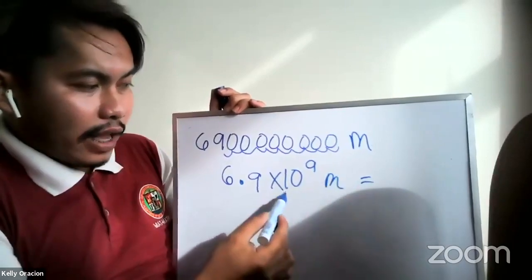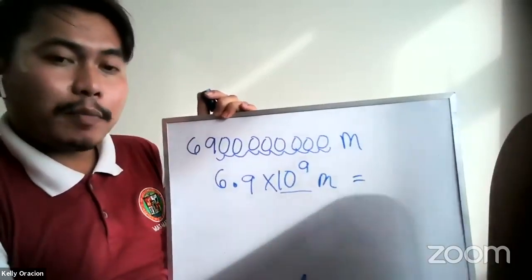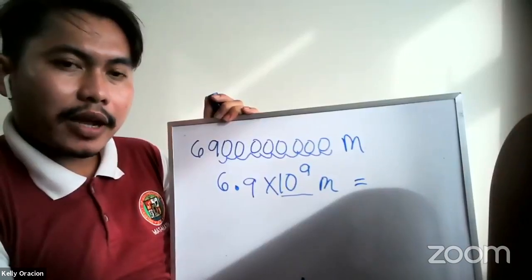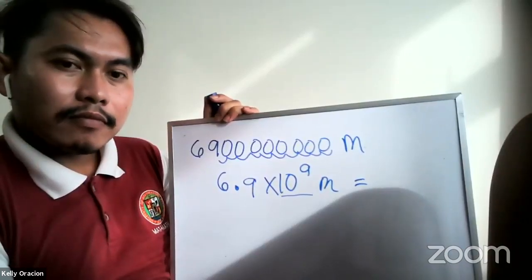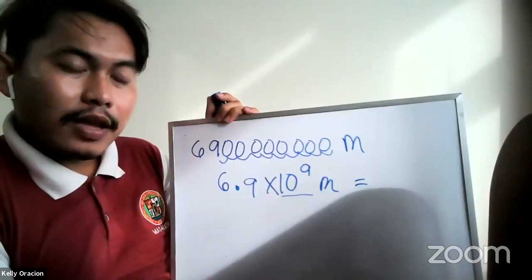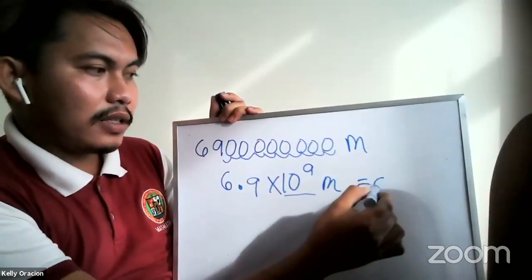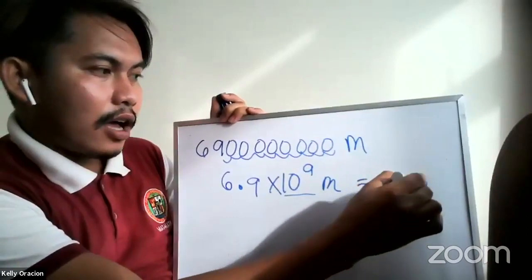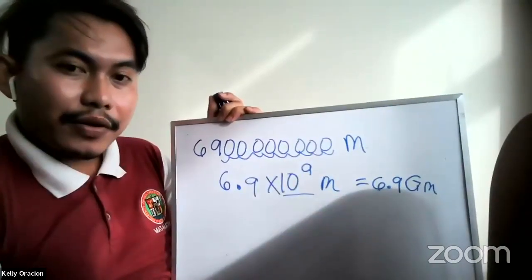Now, 10 raised to 9 is what? What's the equivalent prefix of 10 raised to 9? Giga, sir. Giga. Very good. So that means this is 6.9 gigameters. Very good. Yun siya.